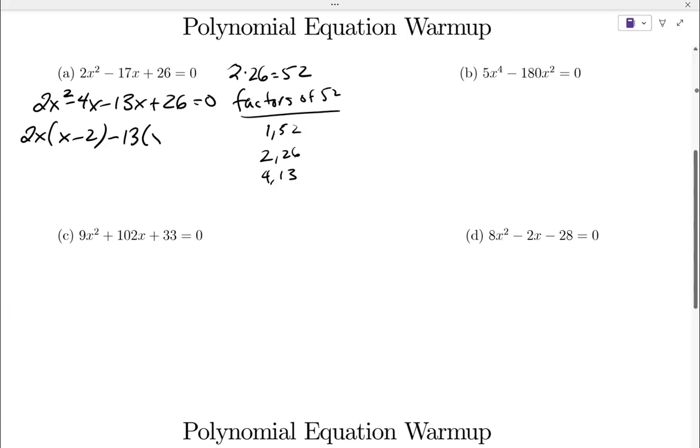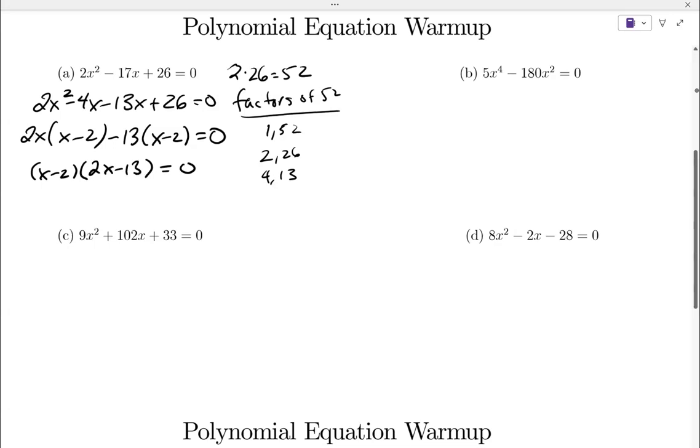Negative 13, right? Because that'll flip that positive sign to a minus for the constant. What's next? Yeah, so before I solve for x, I need to pull out that x minus 2, right? What are we left with when we pull out the x minus 2? The 2x minus 13.